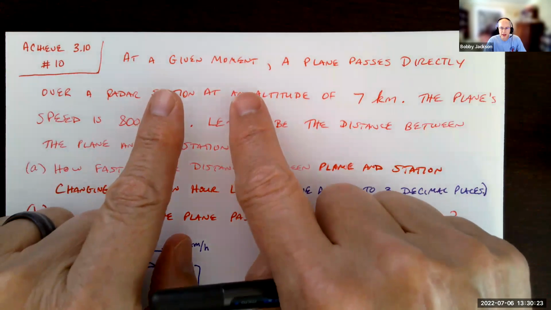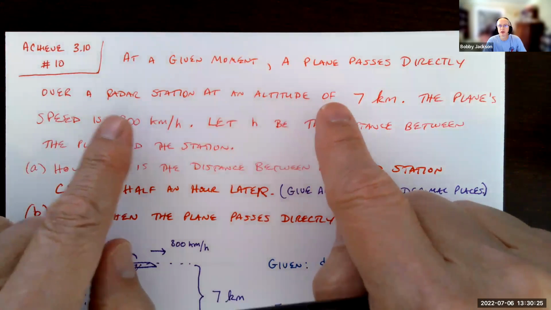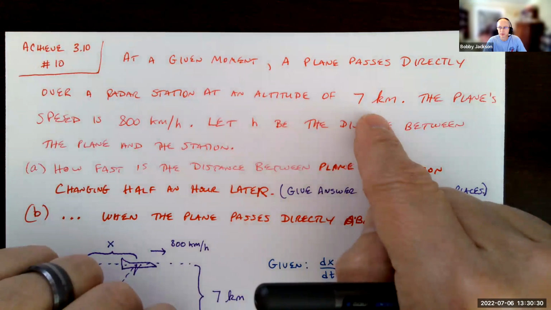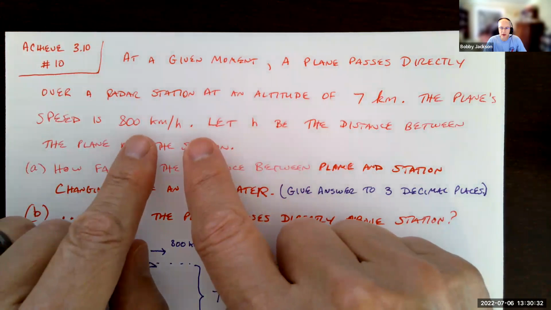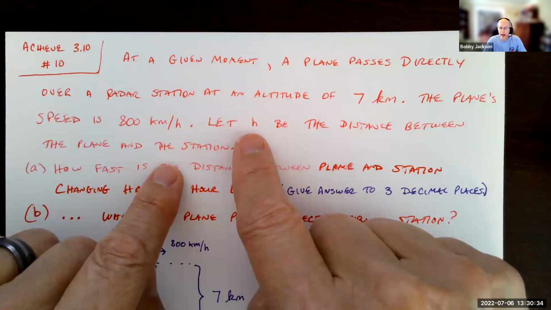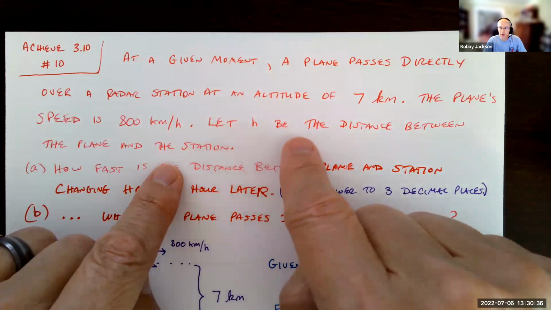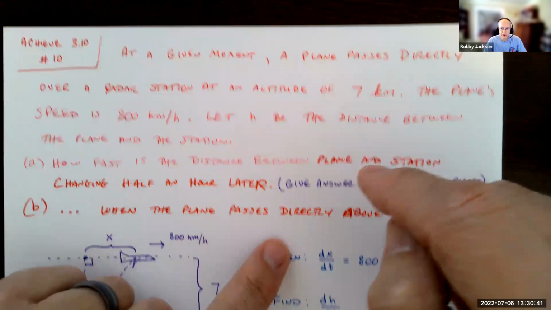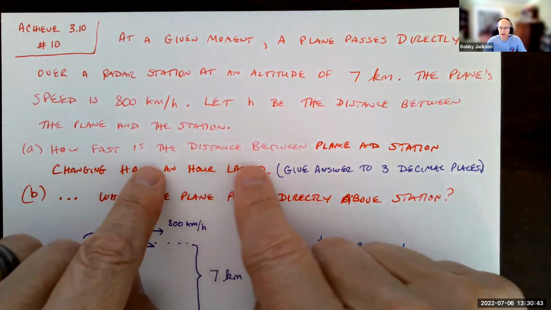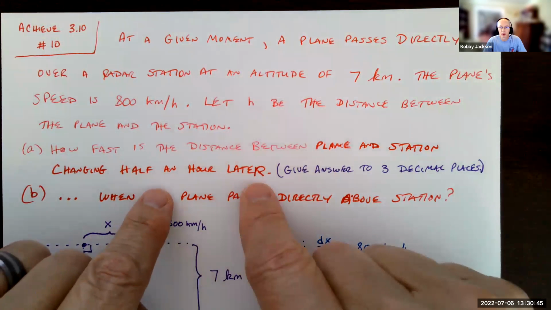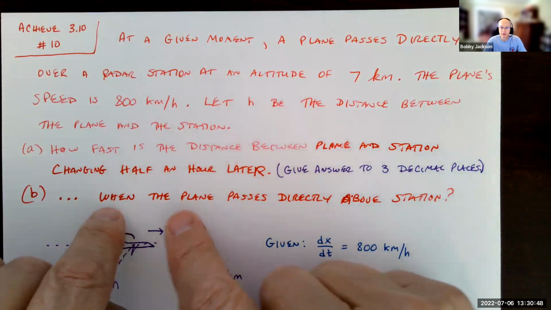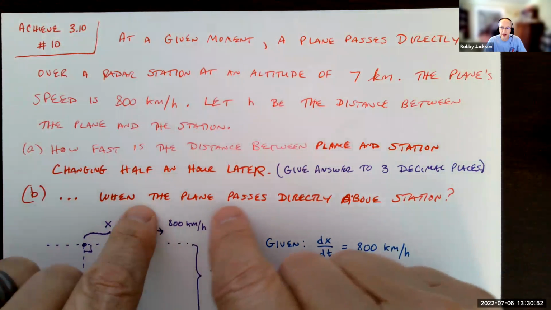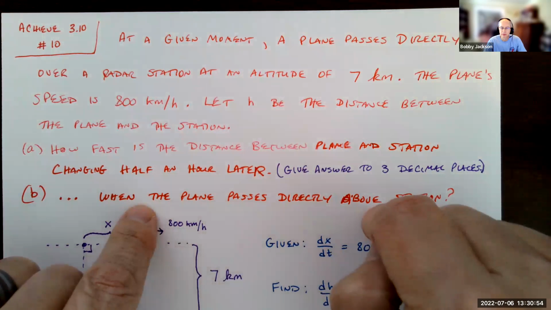So in this case, at a given moment, you have a plane that passes directly over a radar station at an altitude of 7 kilometers. The plane speed is 800 kilometers per hour. And let H be the variable that represents the distance between the plane and the station, through the air. And then there's two parts. How fast is the distance between the plane and station changing half an hour later? And then basically the same thing: how fast is the distance between the plane and station changing when the plane passes directly above the station?